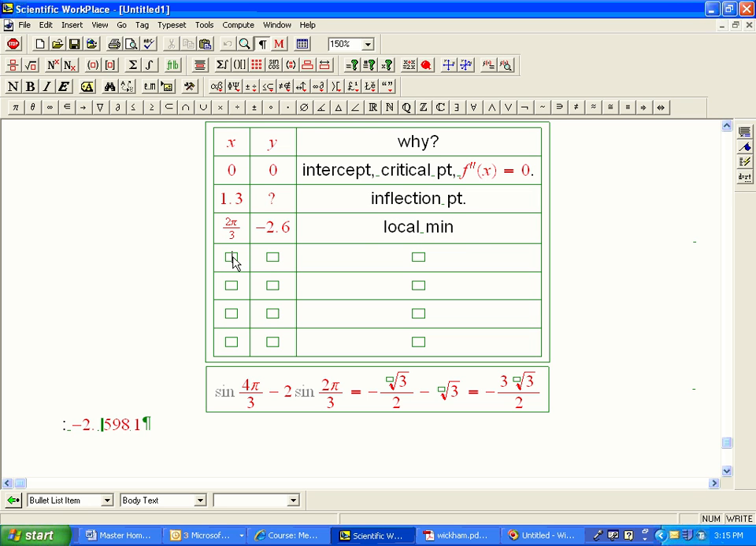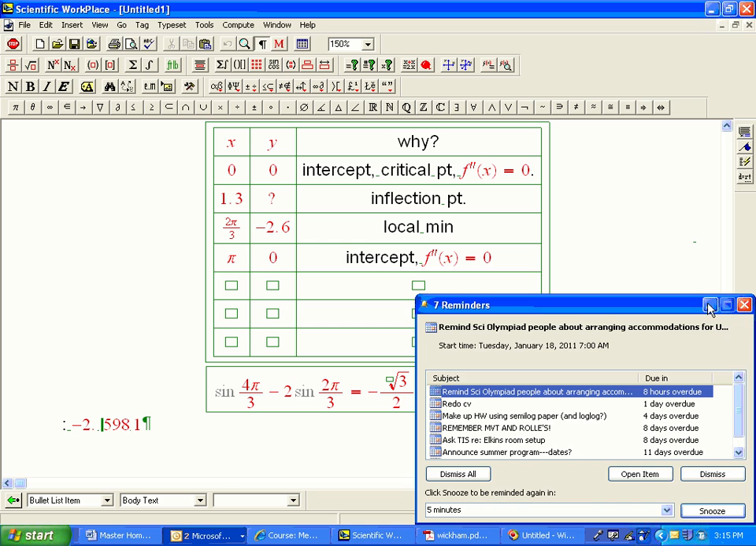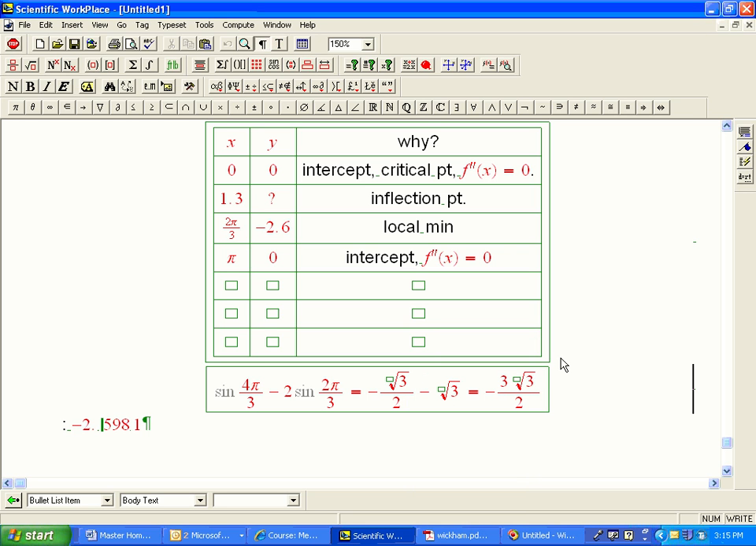And then back to pi, that's a 0. We know that that is an intercept, and we suspect it's probably an inflection point because the second derivative is 0 there, but we can't be completely sure that it's really a change in sign. If you plot those points, what do you get?